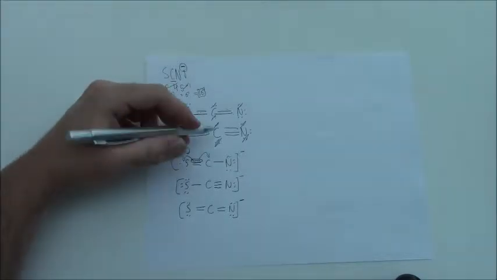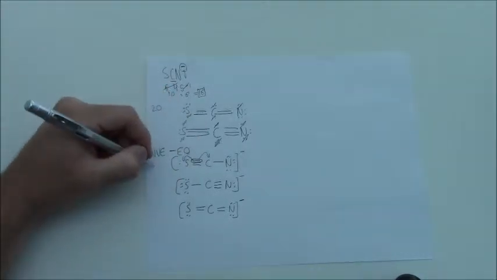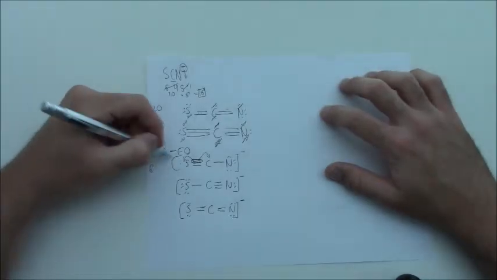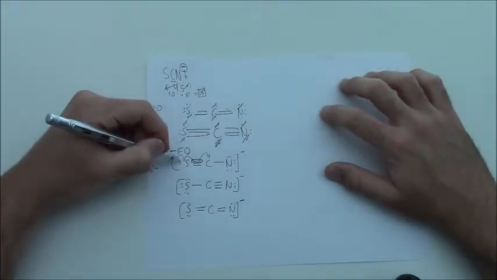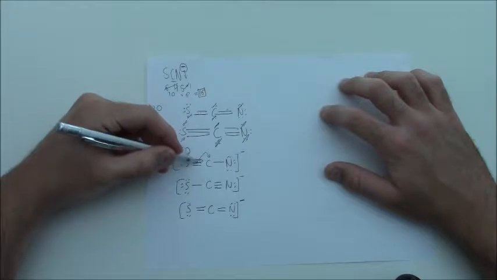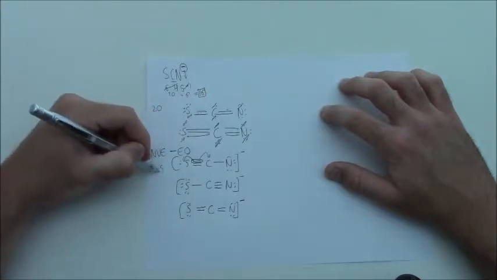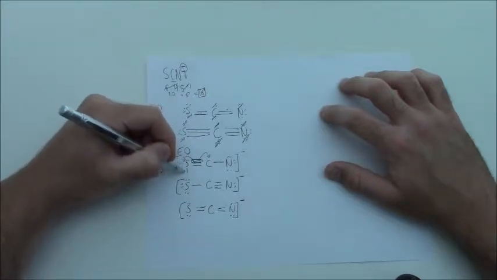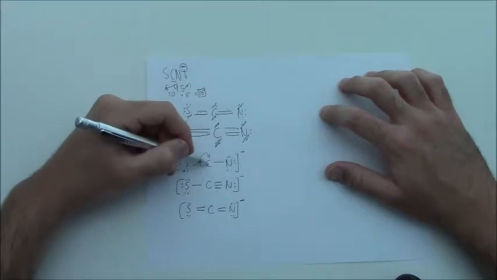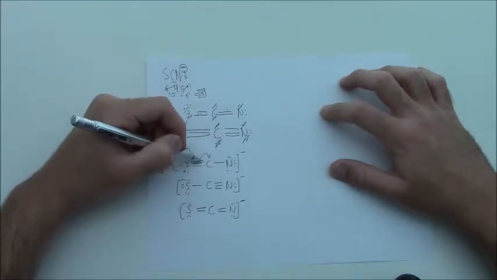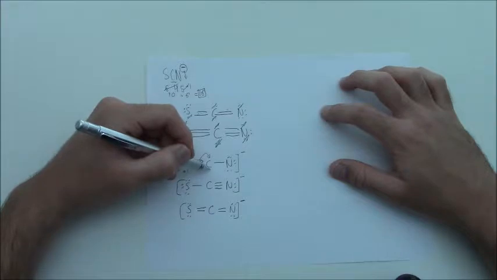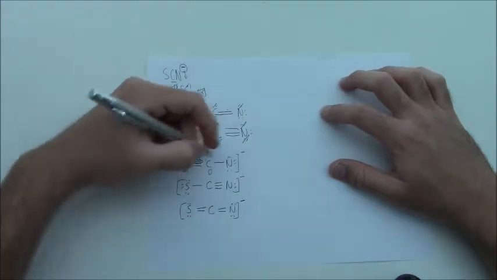So the number of normal valence electrons we said is 6. So it would be 6 minus the electrons owned. So 1, 2, 3, 4, 5, because we're dividing by 2. 6 minus 5 is positive 1. Then let's do the same for carbon. Carbon has 4 valence electrons. 1, 2, 3, 4 electrons owned in the structure. 4 minus 4 is 0.